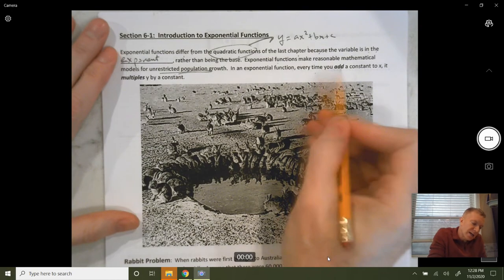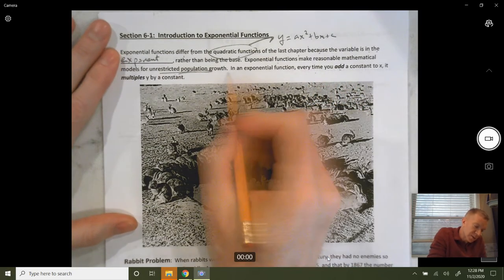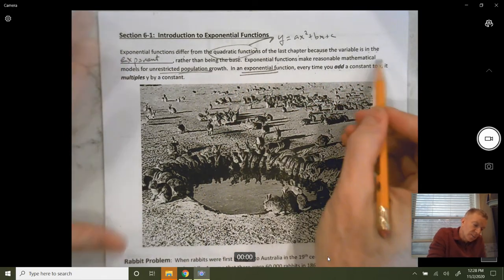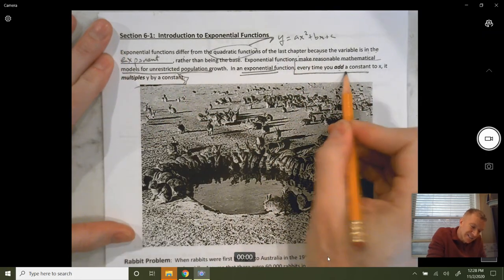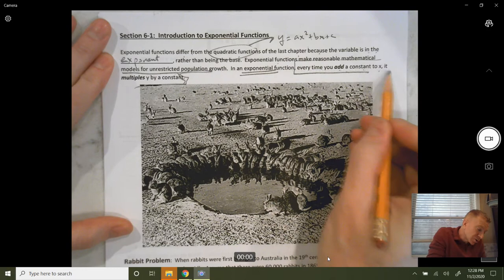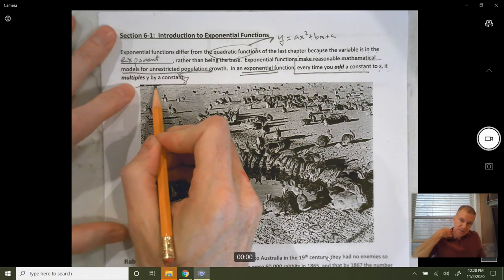Every time you add a constant, so here's a property of an exponential function we're going to look at a little more closely later in the chapter. But every time you add a constant to x, you multiply y by a constant. Okay?